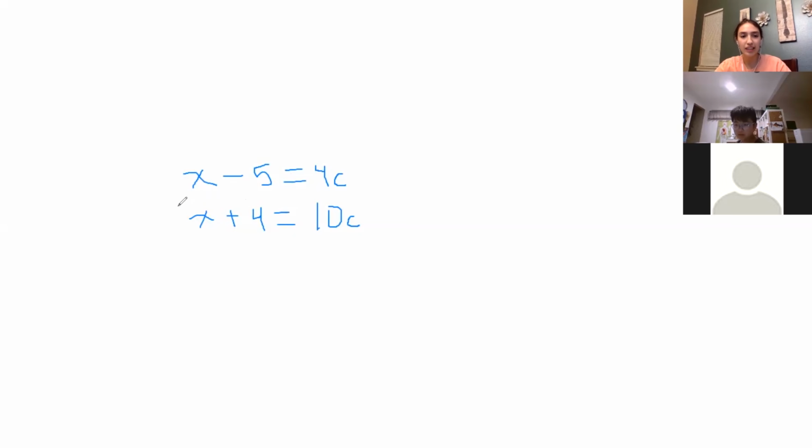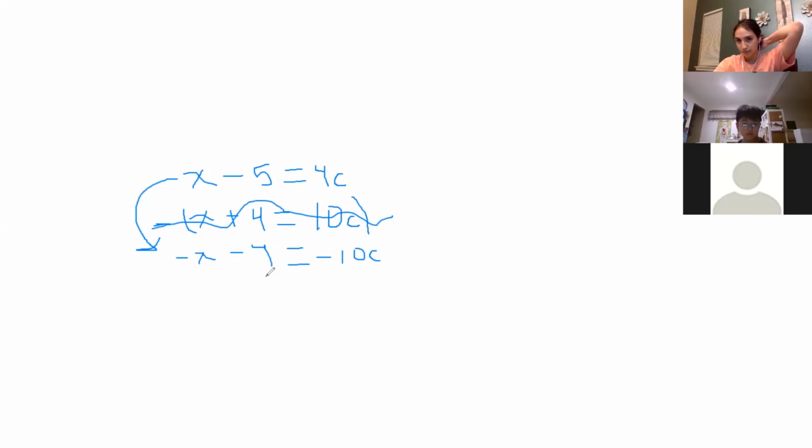To get rid of the x at the bottom, we are going to multiply it by a negative, right? Because if we multiply it by a negative, it becomes negative x minus 4 equals negative 10c. So we can get rid of this one. And then with this one, we're just going to add them together. Because look, when we add them, what's x plus negative x? They cancel out, right? You just get 0.